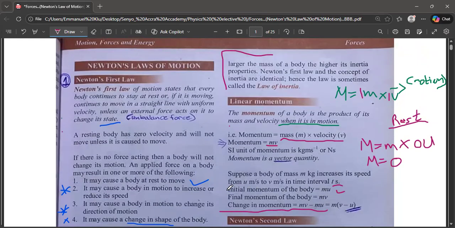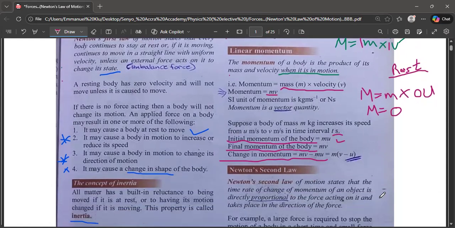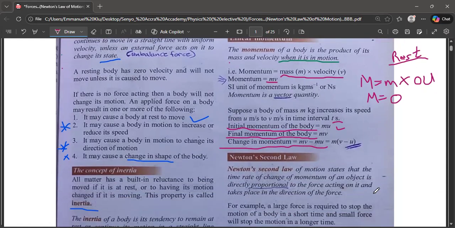So they are saying that the initial momentum of the body is mu, that is mass times the initial velocity. And then the final momentum is denoted as mass times final velocity, and that is mv. I'll ask you one day again, and I expect you to be able to tell me. But if they say change in momentum, then it means that the change in momentum itself is equal to mv minus mu.